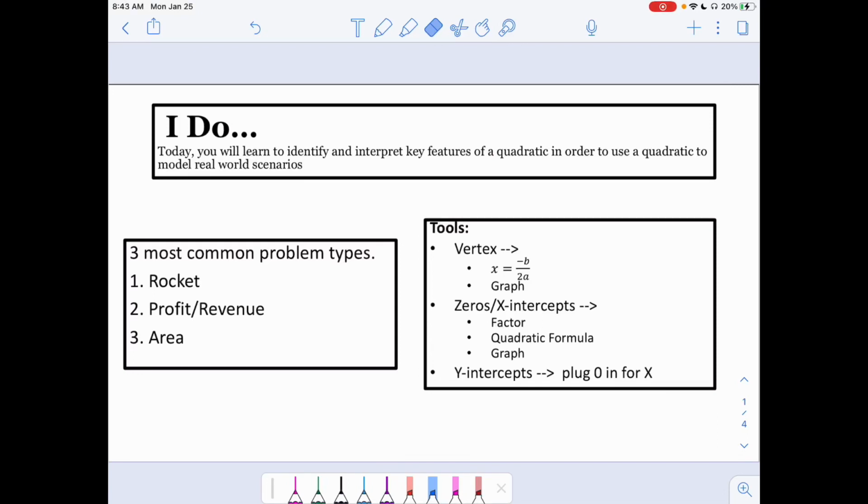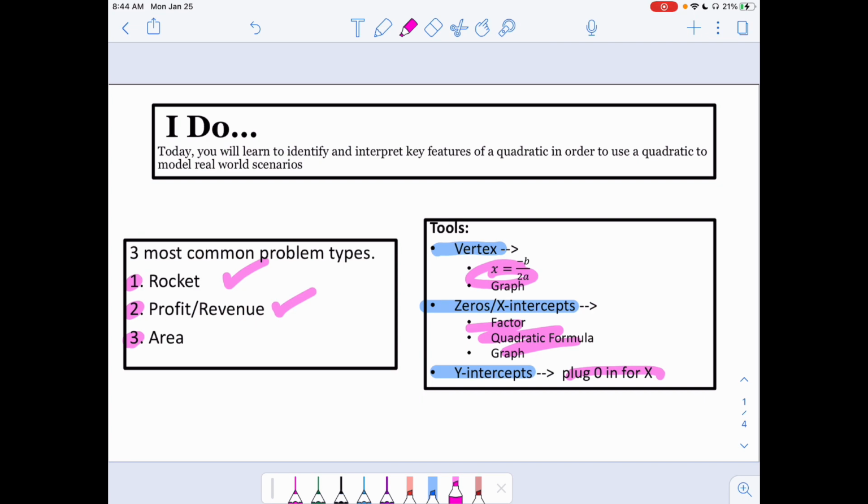Let's take a look at the three most common problem types that occur with quadratic modeling, and then the tools we can use to answer those. So the three most common types are going to be ones involving a rocket, profit and revenue, or area. Today we're going to tackle the rocket, profit, and revenue type problems. There's going to be three key features we're focused on today: the vertex, the zeros or x-intercepts, and the y-intercepts. And we're also going to look at the different tools that can be used to tackle each of these problems.